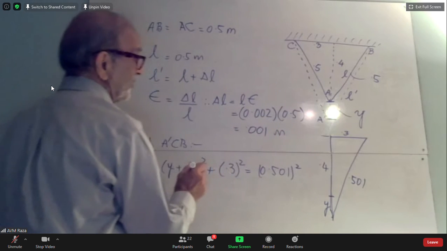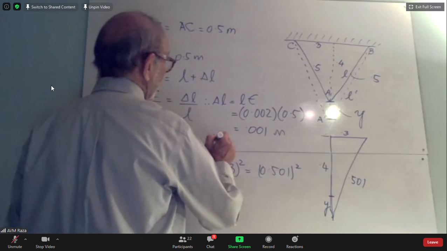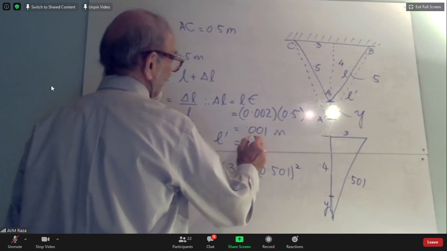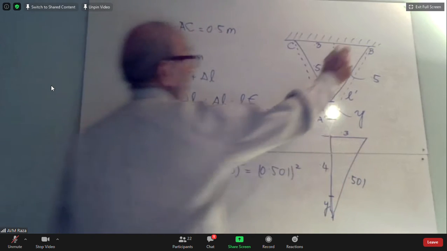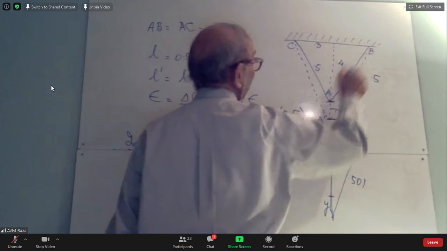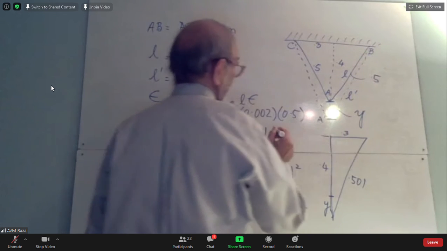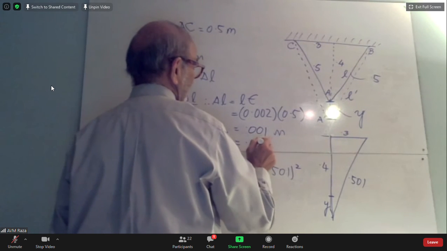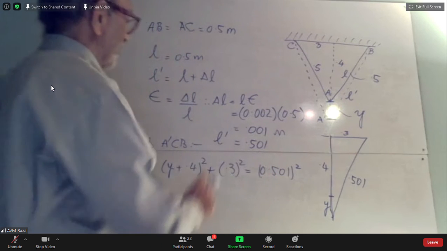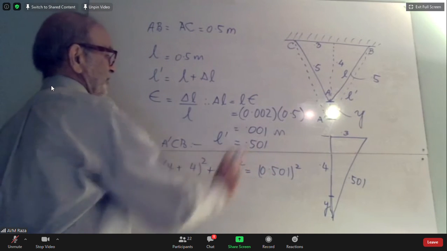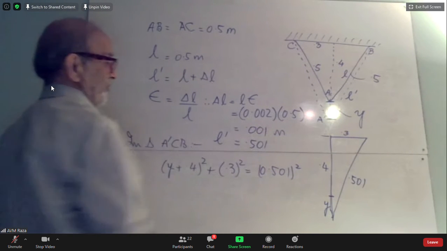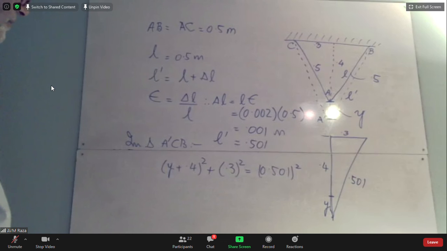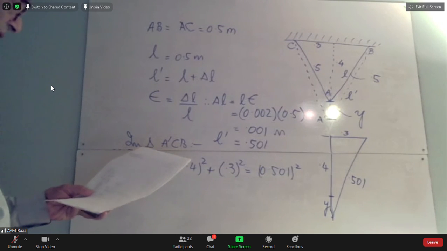So the new length L prime will be 0.5, which is the original length, plus the change in length 0.001. So this will be 0.501. Correct. I should have written L prime as 0.501, not delta L, as delta L is 0.001. I agree. Thank you for the correction.